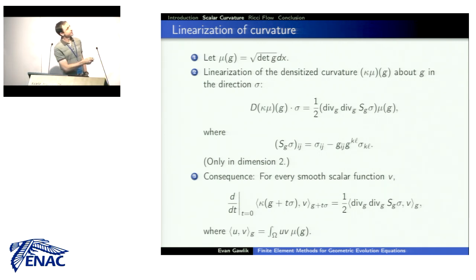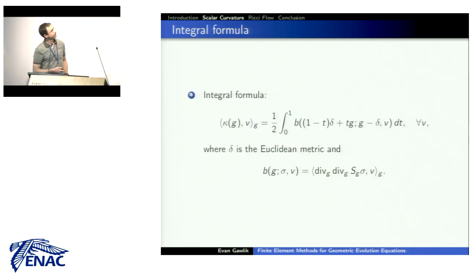So another way of writing this expression here is, well, I can multiply by an arbitrary test function v and integrate over the domain. So if I rewrite this equation up here in that form, then what I have here is an expression for the linearization of the inner product of kappa with that test function v. So I differentiate the inner product of kappa with v, then I end up with this bilinear form here. It is a bilinear form in the perturbation sigma and the test function v. So what I'm going to do in the next slide is I will integrate this result starting from the Euclidean metric, and I'll get an expression for the curvature. So we have an expression for the curvature kappa paired with an arbitrary test function v. It's equal to the integral of this bilinear form here.